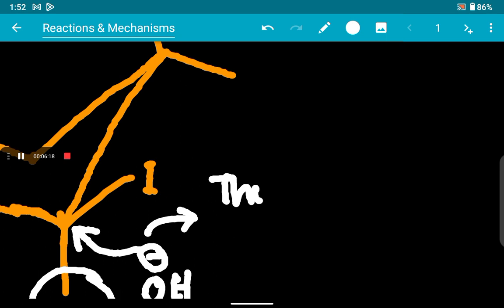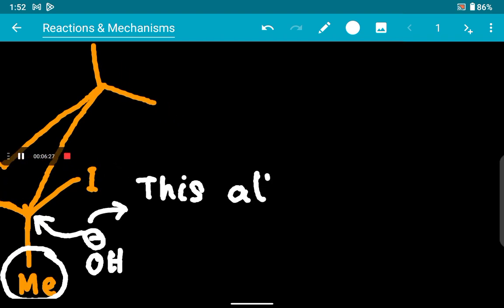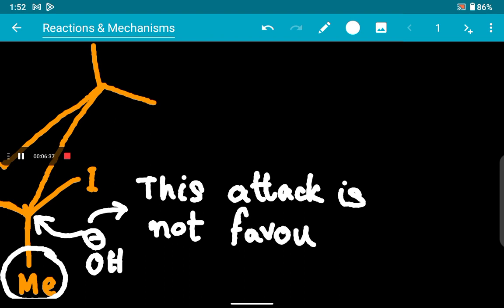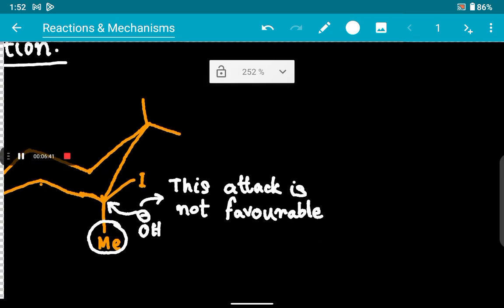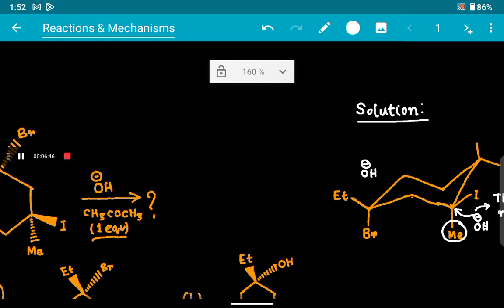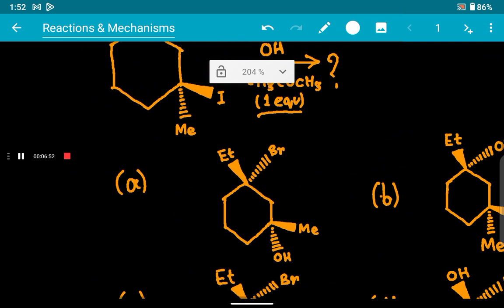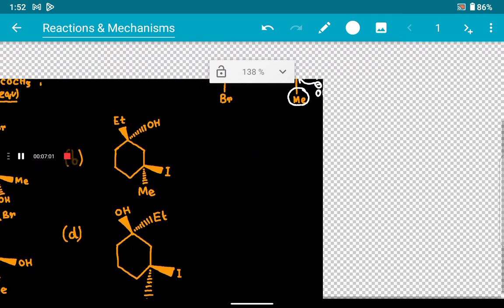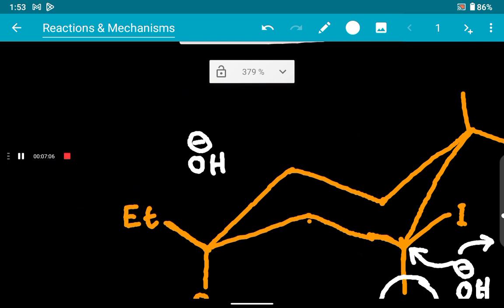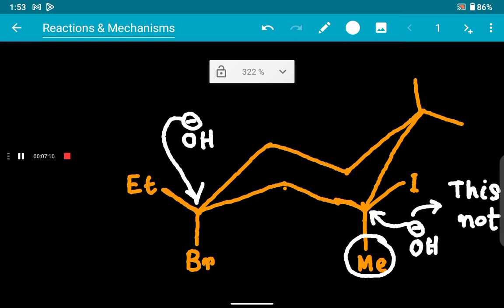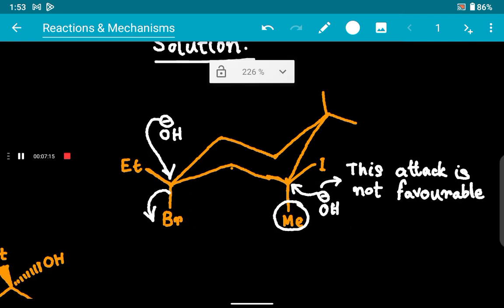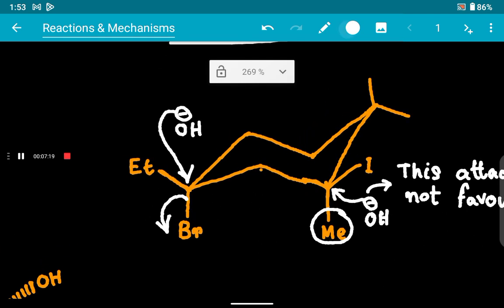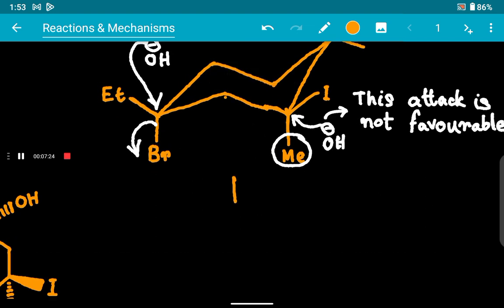Okay, so this attack, let me write this here, this attack is not favorable at all. And what's the reason? Because the methyl group is in the axial plane. So from that you already have two options eliminated, right? That OH cannot be here, so this option cannot be the answer because OH has attacked here, and also this option wouldn't be the answer. Okay, so the answer would be one between B and D. And now it's a simple SN2 reaction. Now when OH attacks here, the Br leaves like this, and the configuration is inverted. Okay, so if we construct the product, it will be something like this.